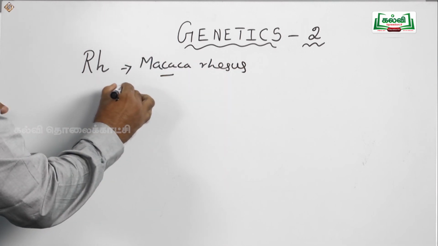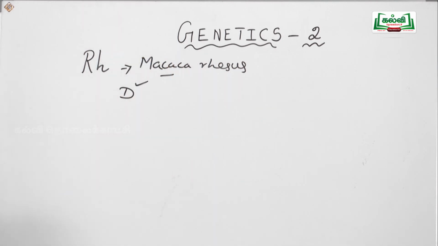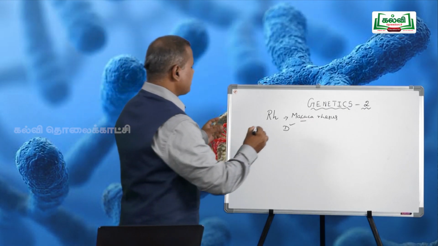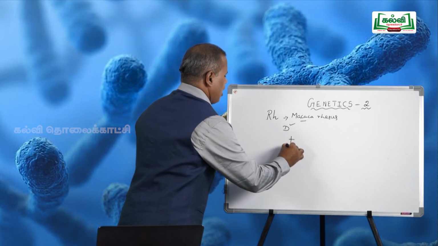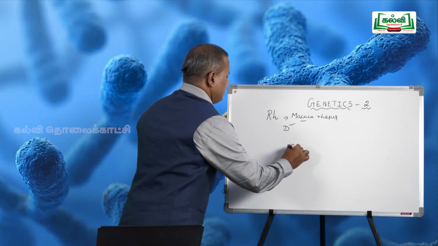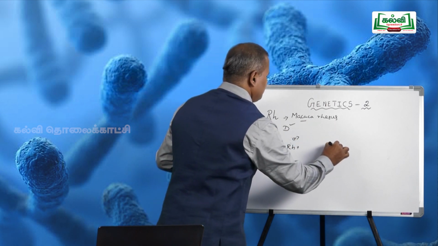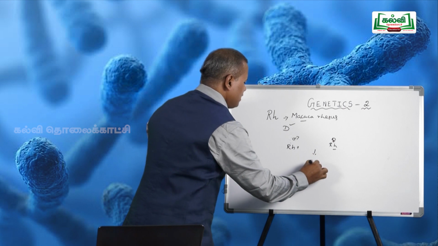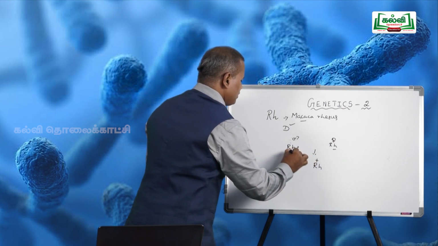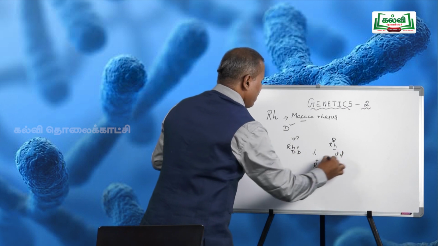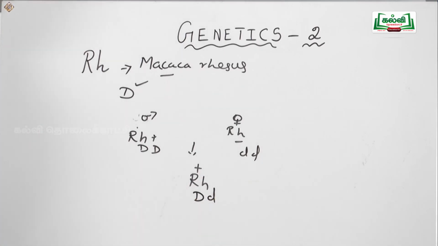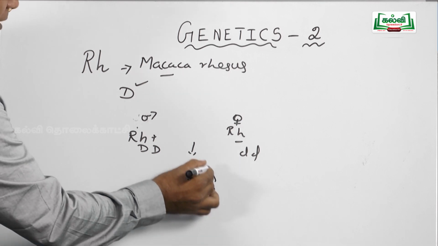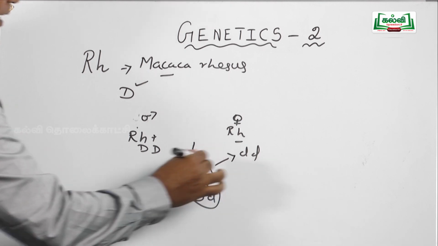This gene, capital D gene, responsible for RH factor, causes a disease in the human system called erythroblastosis fetalis or hemolytic disease. If an RH positive male marries an RH negative female, the fetus will always be RH positive in nature because it receives the capital D gene from the father and the small d gene from the mother. The fetus is always positive in nature, but the mother is negative in nature.